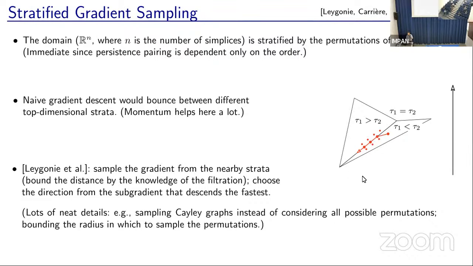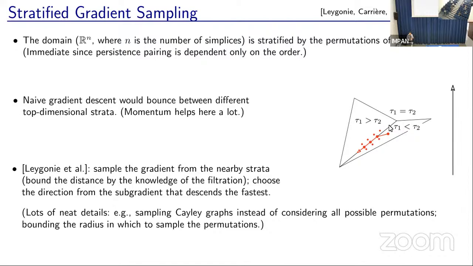Now it's a little bit tricky to do because if your codimension is not one but k, now you have k plus one simplices to worry about. You need to consider k plus one factorial orders in order to sample the strata. So you have to do something clever. They do lots of clever things. So this is a great paper, and you should take a look at it. But that's the only thing that exists out there.